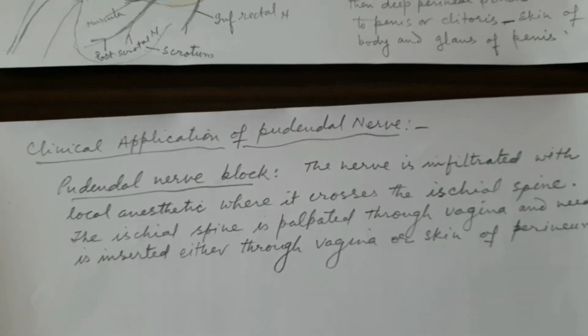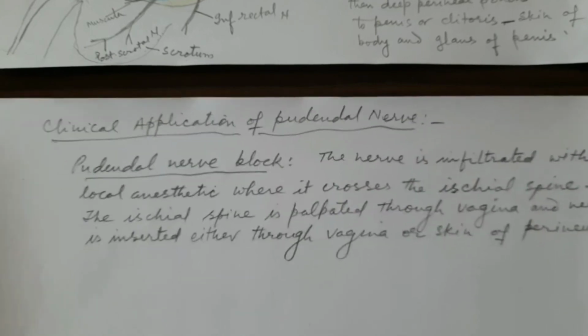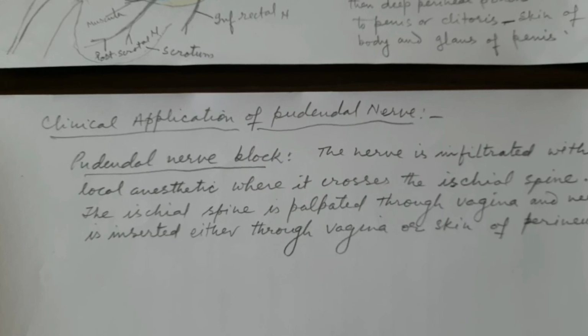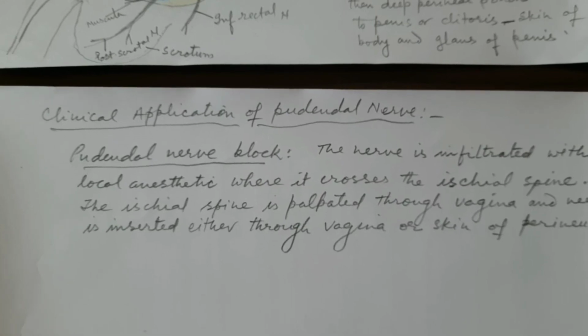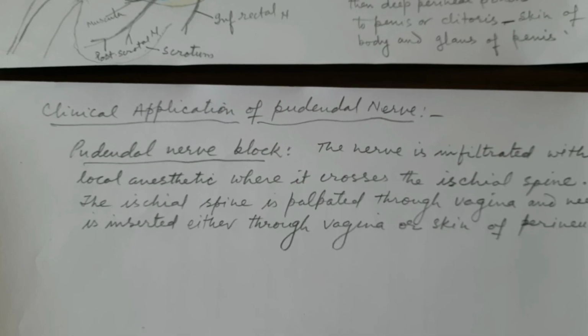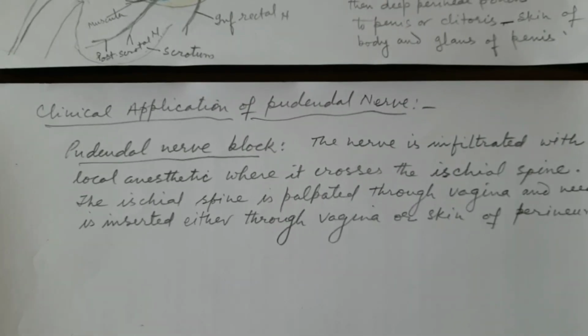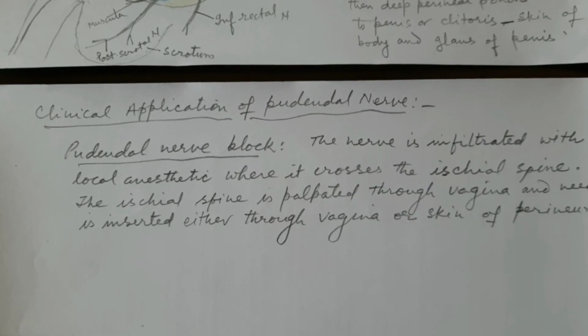Now either you can put this anesthetic agent through the vagina, or it can also be through the skin of the perineum, close to where your finger is still inside the vagina or inside the rectum, feeling the ischial spine and guiding the needle through the skin. So this is called pudendal nerve block. This completes a short note on the pudendal nerve. Thank you very much for watching this video.